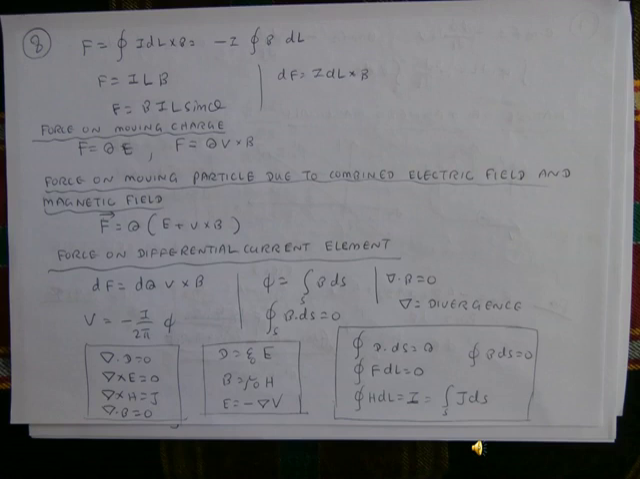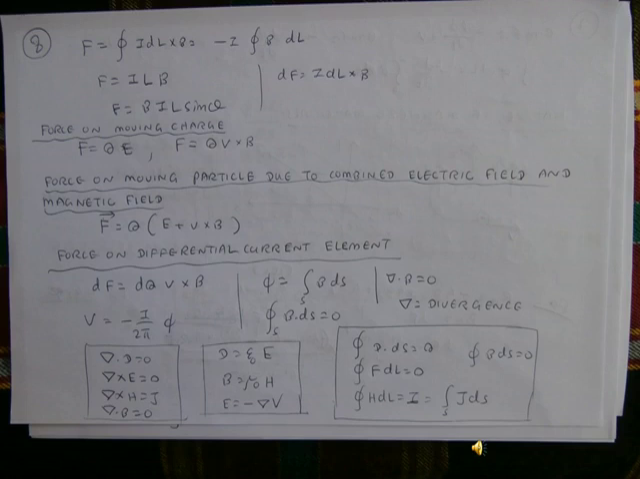So in this case, I is the current, dl is the length of the travel, and B is the magnetic flux density. So in this case, F equals minus I curve integral B dl. So F equals ILB.